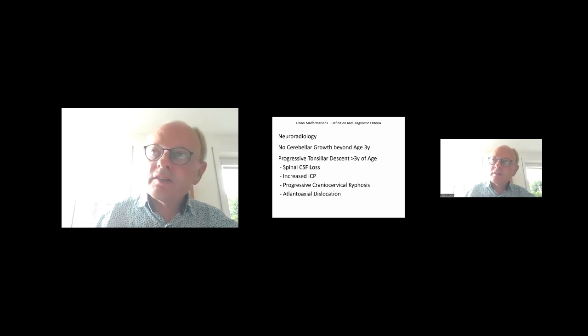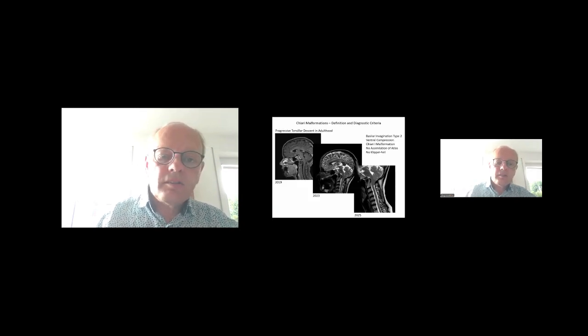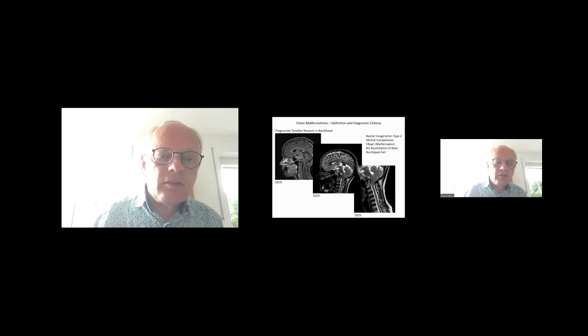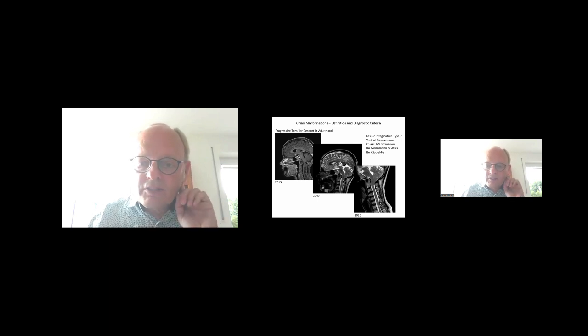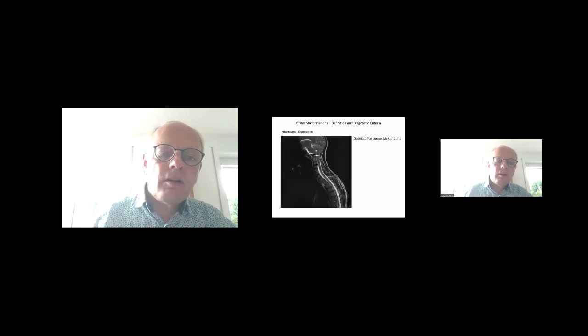So if the tonsillar descent is progressing, then you have either spinal CSF loss, or an increased ICP from hydrocephalus or a posterior fossa tumor, or you have progressive craniocervical kyphosis or atlantoaxial dislocation. So this has to be looked at if you see a progressive tonsillar descent beyond the age of cerebellar growth. And here's an example of an adult patient with basilar invagination type 2 and increasing cerebellar descent over a period of 6 years related to progressive craniocervical kyphosis. And here, a similar picture with an atlantoaxial dislocation.